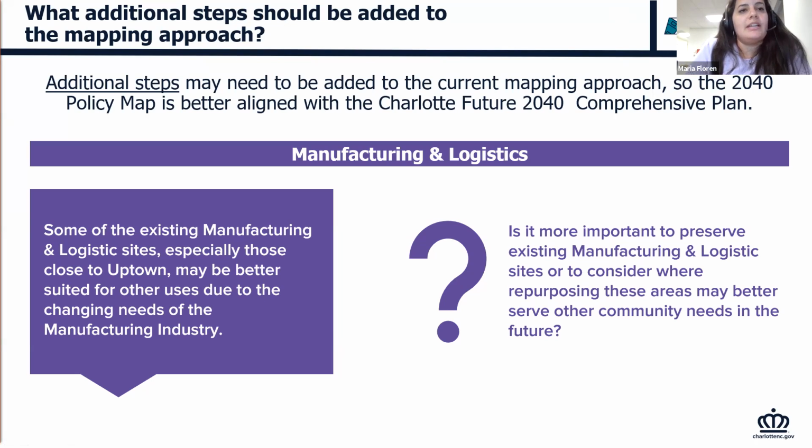The additional steps that we've heard from our interdepartmental stakeholders are related to 3 of the 10 place types. So first, we're going to take a look at the manufacturing and logistics place types. We've heard from our partners in economic development that some of the existing manufacturing and logistics sites in our city, especially those close to uptown, might be better suited for other uses due to the changing nature of the manufacturing industry. So our question to you all is, is it more important to preserve existing manufacturing and logistics sites, or to consider where repurposing these may better serve other community needs in the future?